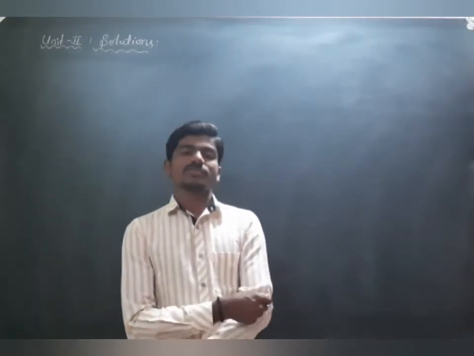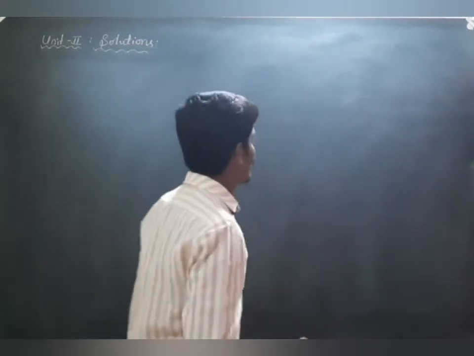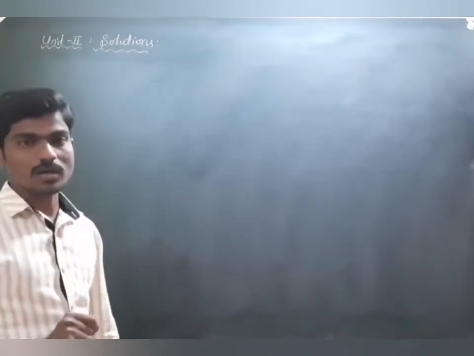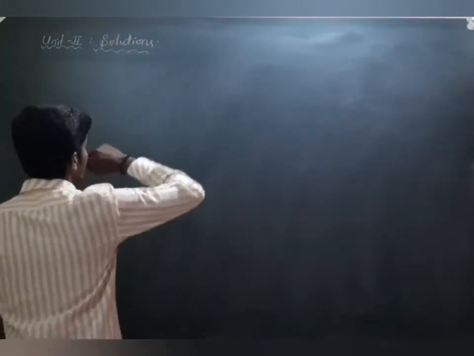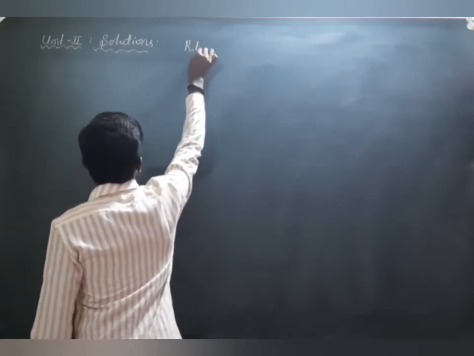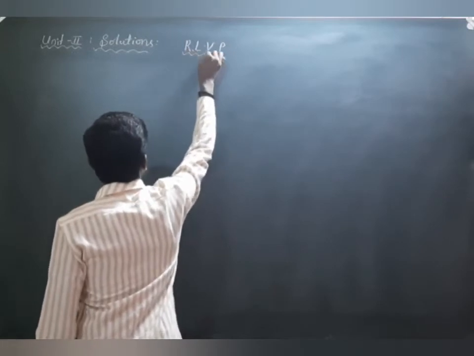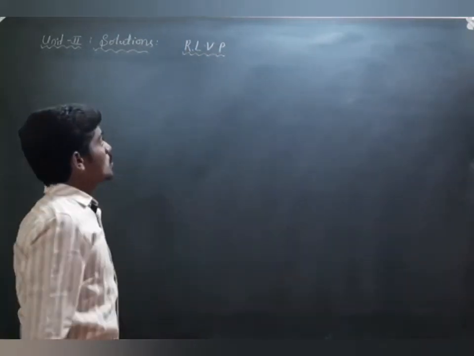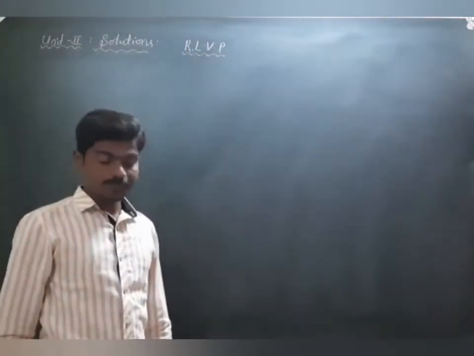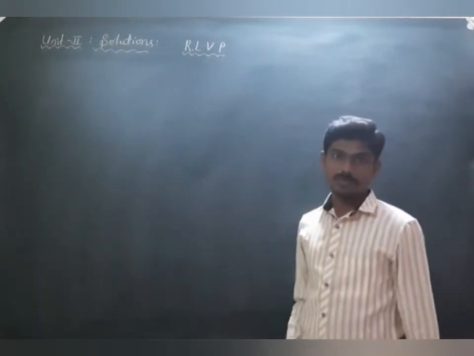In the last class we discussed the numericals on vapor pressure. In today's session we will discuss some of the numericals on the relative lowering in vapor pressure, RLVP, one of the colligative properties. On this concept, let us discuss a few problems.